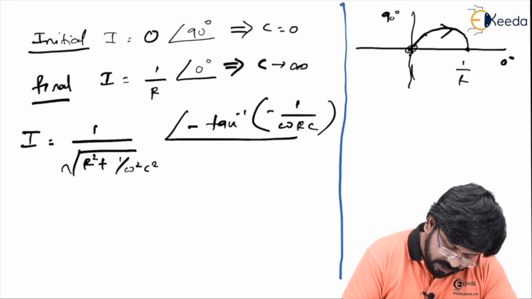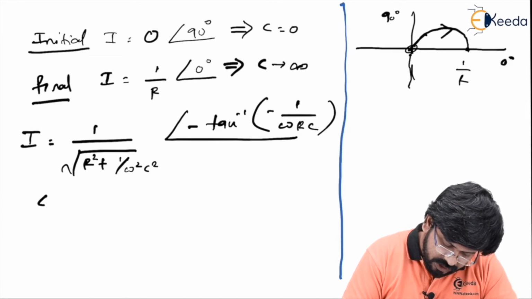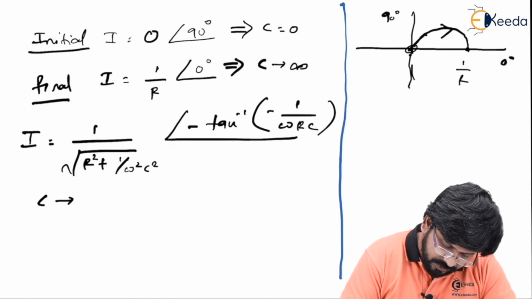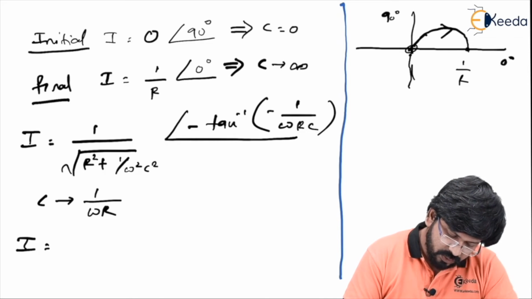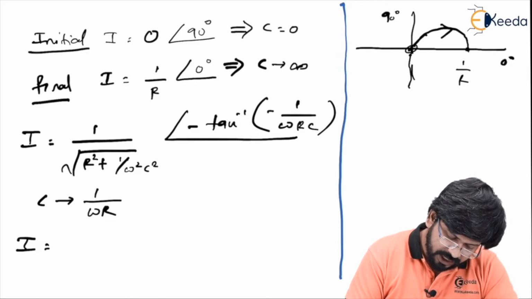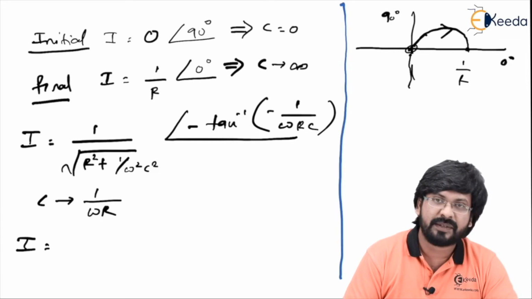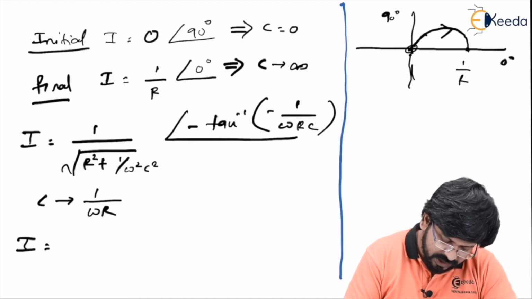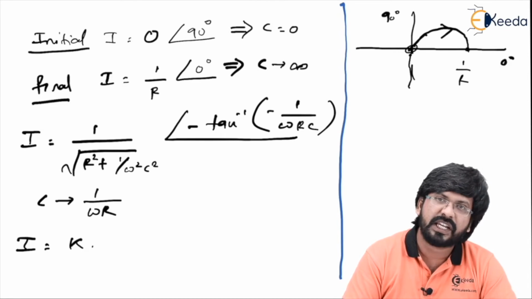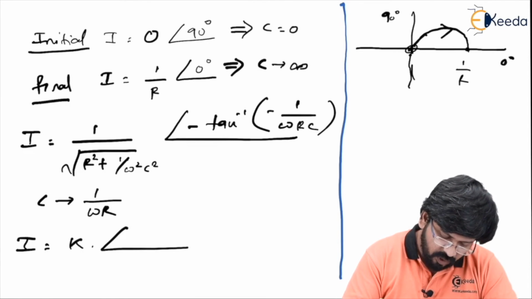What I'll do is put the c value as 1 upon omega r. If I substitute c equal to 1 upon omega r, you will get some constant. What the constant is, is none of our business. It's okay, we can write k here, at an angle. The angle is important for us.